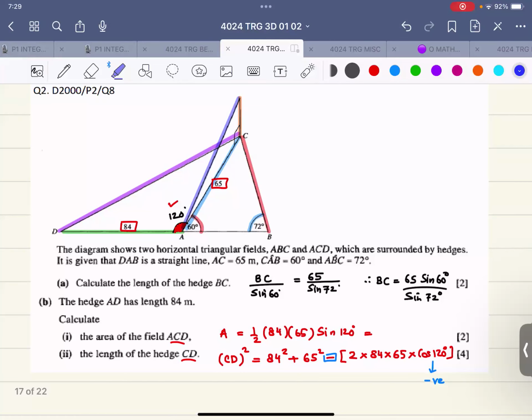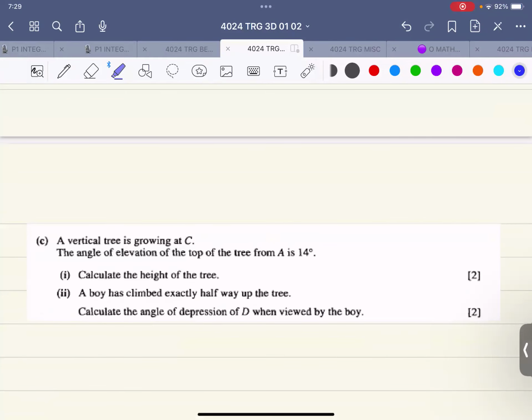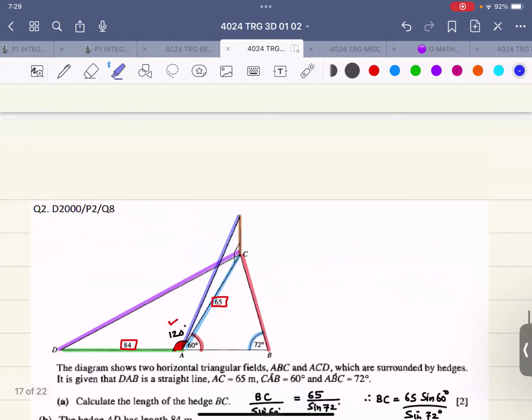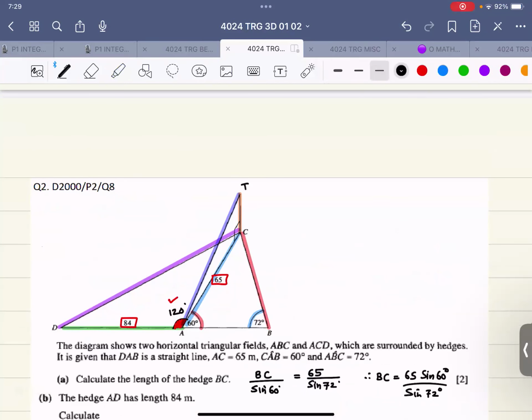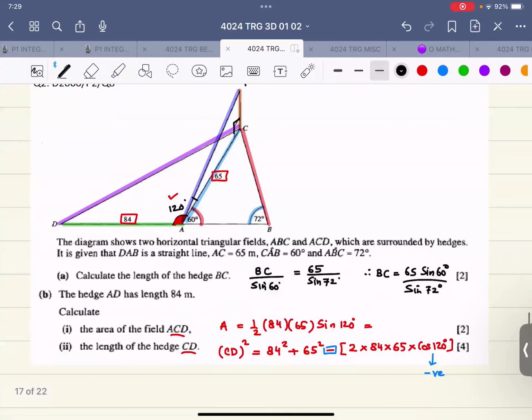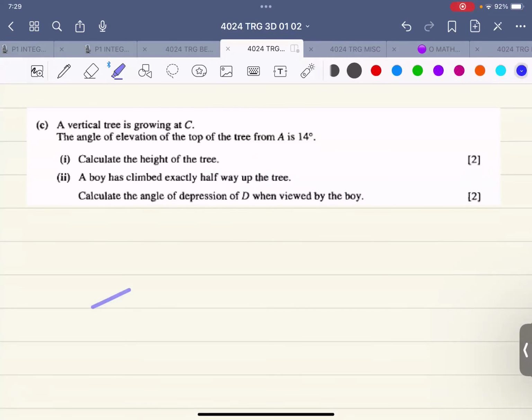So the tree is there. A vertical tree is growing at C. Angle of elevation is 14 degrees. Calculate the height of the tree. So let me label this point as T. So therefore, we have TC. CA is 65 and this angle is 14 degrees. So TCA, let me make this triangle. So therefore, we have this thing like this. And we have the orange tree.